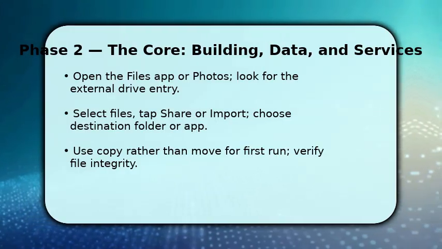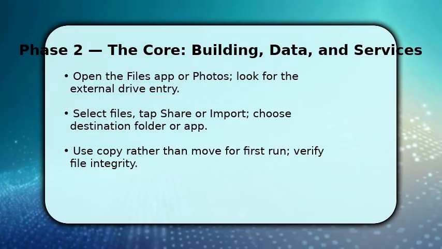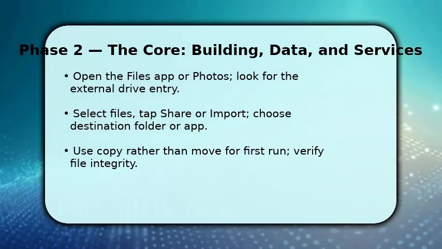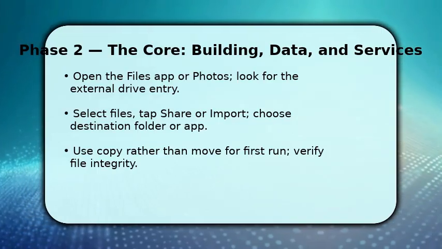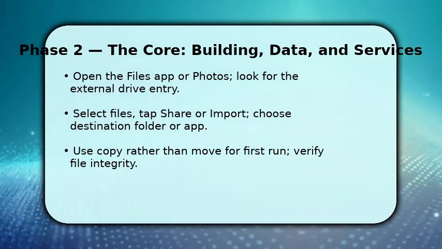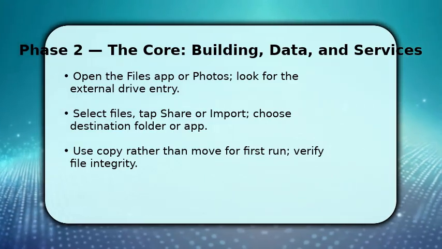Tap the drive, browse folders, and select the photos or files you want. Choose Import to Photos or Copy to Files. You should pick a destination folder that's organized. For the first transfer, copy rather than move so you have a backup on the card. This helps prevent data loss if the transfer is interrupted.